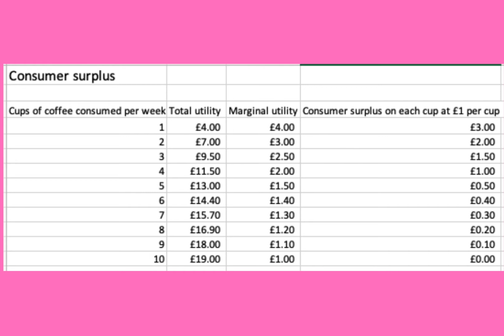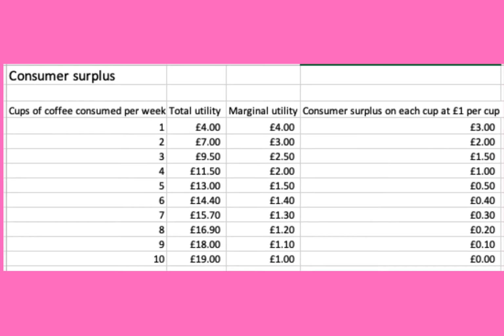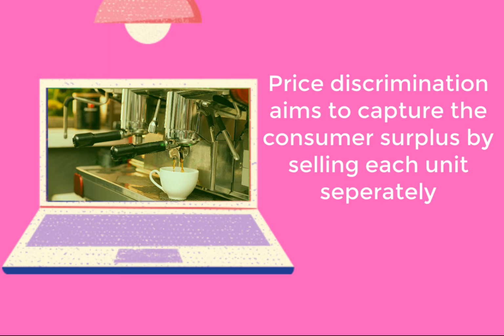If the coffee shop could sell each cup separately, it would sell the first cup for £4, the second cup for £3, and so on, until the 10th at £1. By doing this, it would have a revenue of £19, as opposed to 10 cups at £1 each, giving it a revenue of £10. If the firm can get a revenue of £19, it would have captured the consumer surplus. Price discrimination aims to capture this £9. It aims to capture the consumer surplus by selling each unit separately.